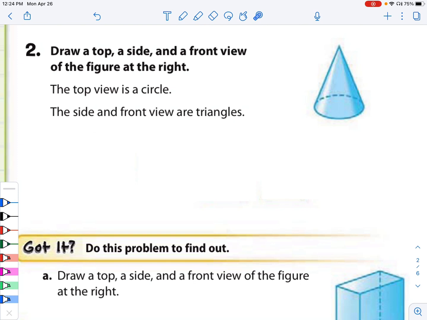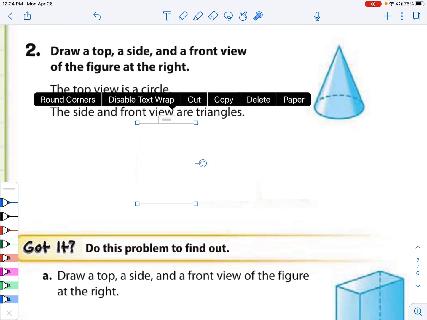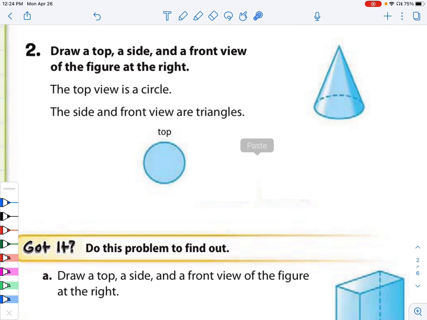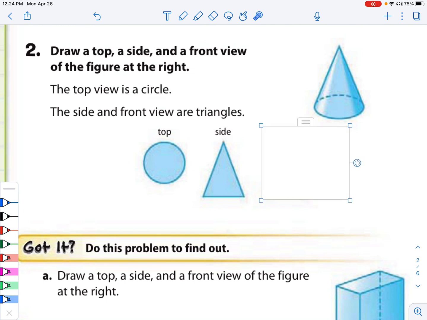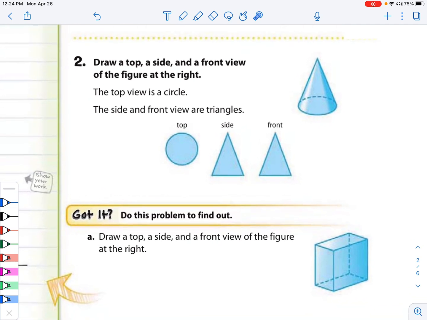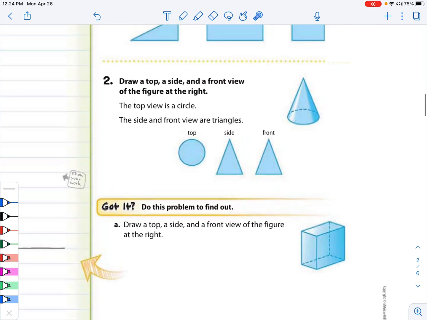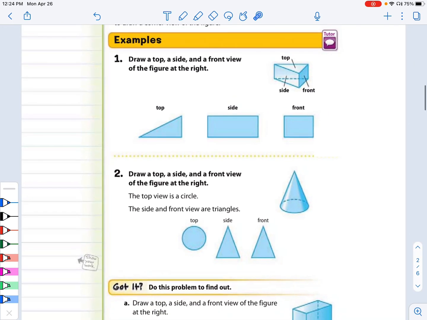So if we do that, that is our top view. That is our side view. And that is also our front view. Nothing here. There you go. Do the guided problem for letter A, and let's see if you understand examples 1 and 2.